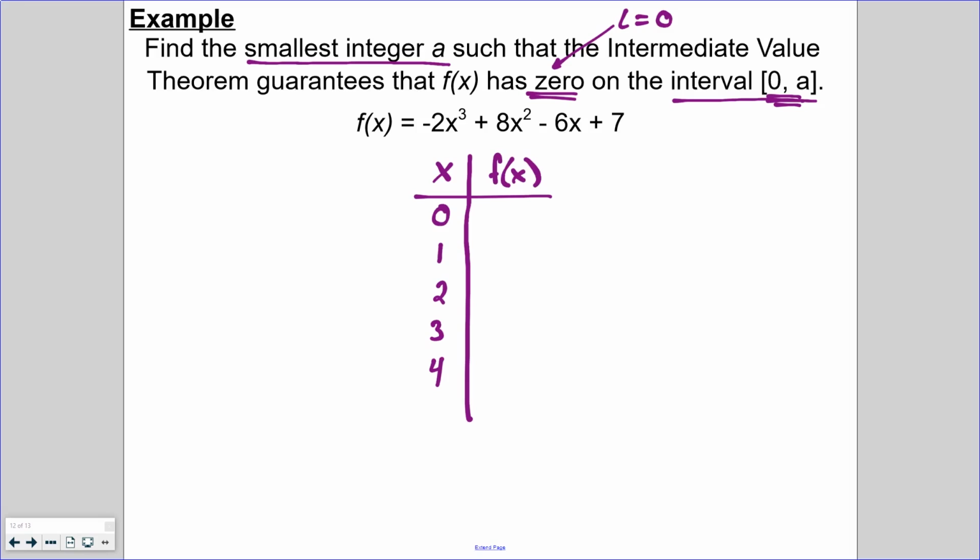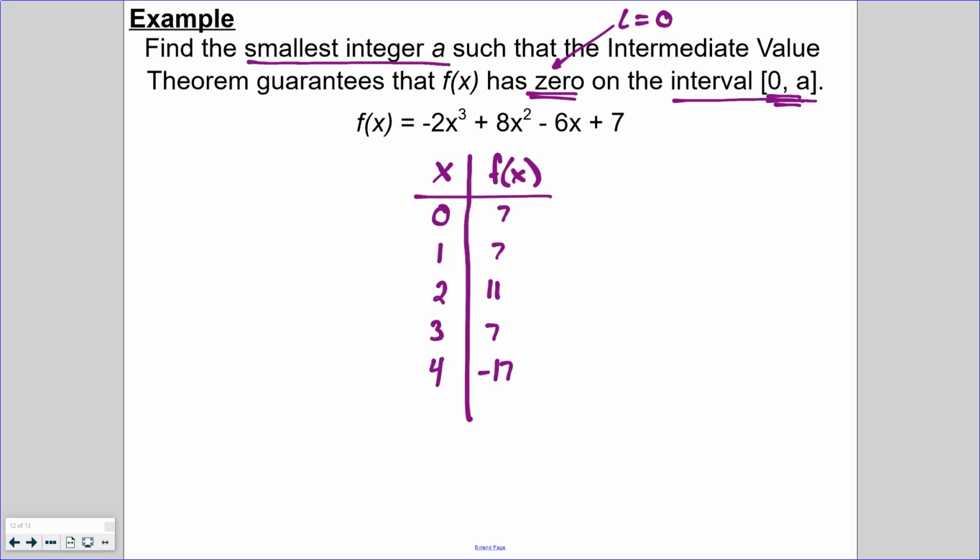So plugging the equation into my calculator, negative 2x cubed plus 8x squared minus 6x plus 7, go to the table feature and enter in 0, 1, 2, 3, and 4. So 0 gives us an output of 7, 1 gives us an output of 7, 2 gives us an output of 11, 3 gives us an output of 7, and 4 gives us an output of negative 17.